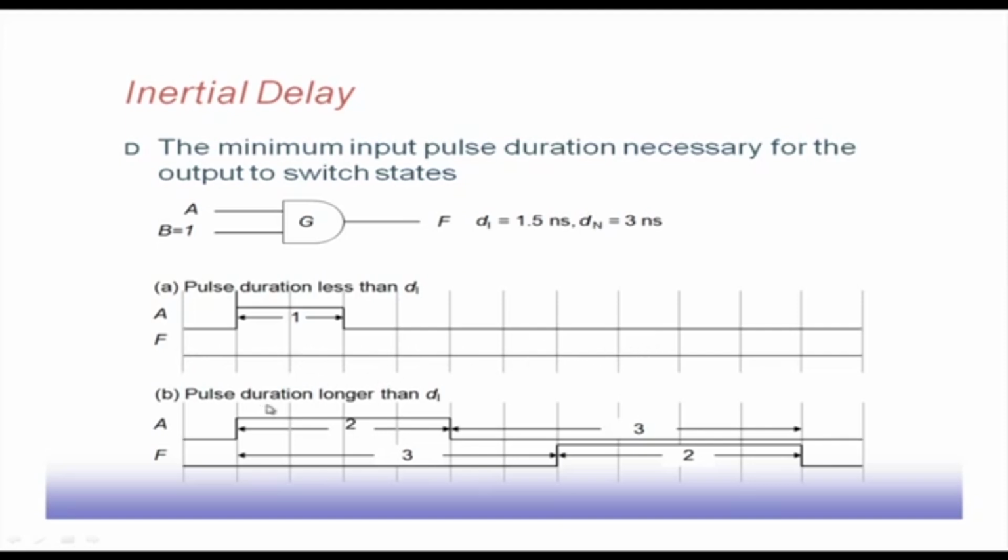On the other hand, the pulse duration may be greater than di. So it gets affected, and it has a nominal delay of 3 nanoseconds, dn equal to 3 nanoseconds. So this effect comes to the output after 3 nanoseconds. After 3 nanoseconds we get a pulse of 2 nanosecond width, and then again this falls down, and since that is more than 1.5 nanoseconds, it remains low. So it gets reflected at the output. This is the inertial delay: the minimum duration for which the input must be held at a particular value for the output to switch.